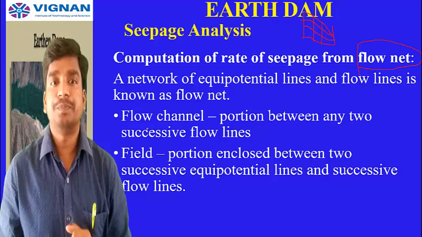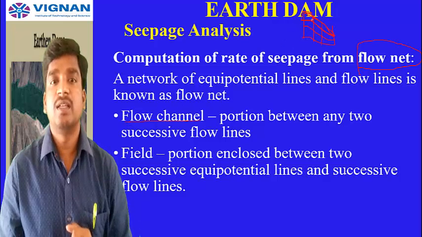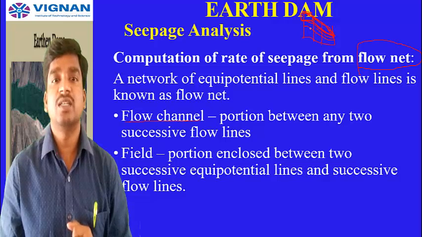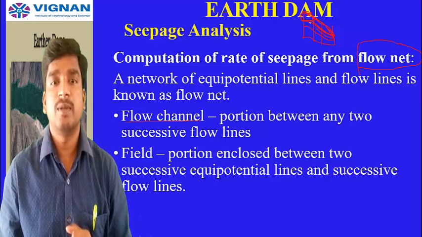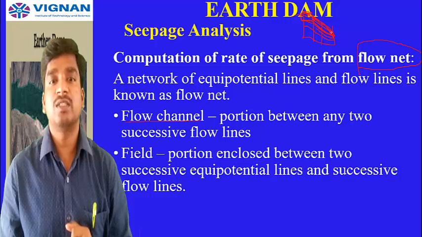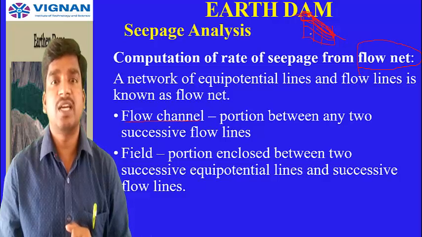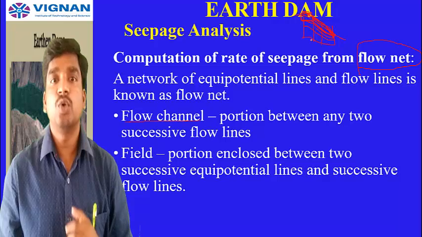Remember this point. Now here we can see there are some rectangular boxes and some horizontal channels. So what is the meaning of flow channel? The portion between any two successive flow lines. So this portion is considered as your flow channel. Means the water is flowing in this channel like this. So the portion between any two successive flow lines is called a flow channel.